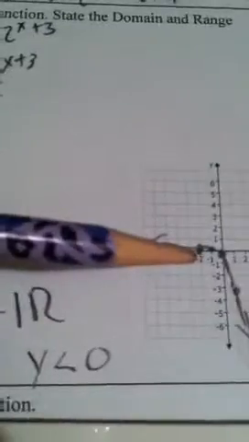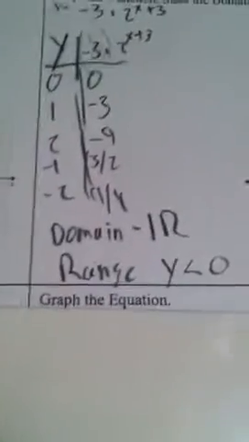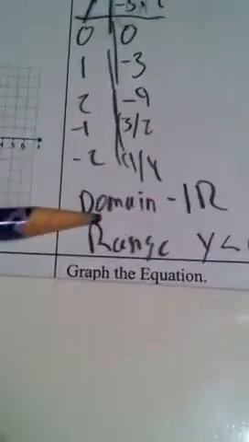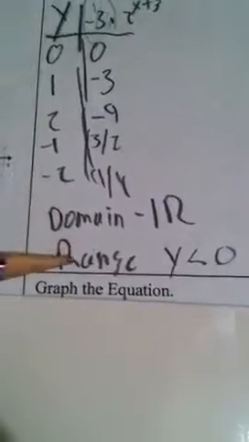There you go. 0 goes to negative 3, 1 to negative 6, 2 to negative 9, and then negative 1 to negative 3 halves, and negative 2 to negative 9 fourths, and then you graph it. Just a simple little line, with arrows on it. And you got your domain and range also. Same thing, domain is always all real numbers. Range, y is less than 0. Simple as that.